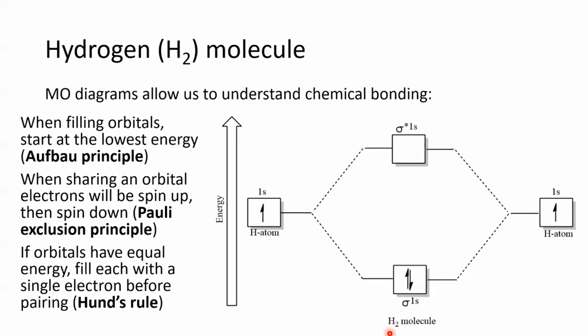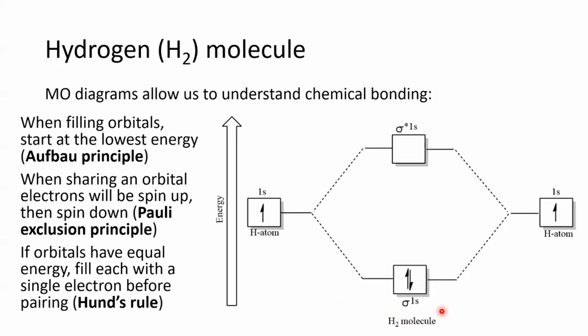When we're filling up our molecular orbitals, we need to start at the lowest energy orbital and fill from the bottom, being aware that each of these orbitals can hold a maximum of 2 electrons. So this principle of filling the lowest orbital first is called the Aufbau principle.